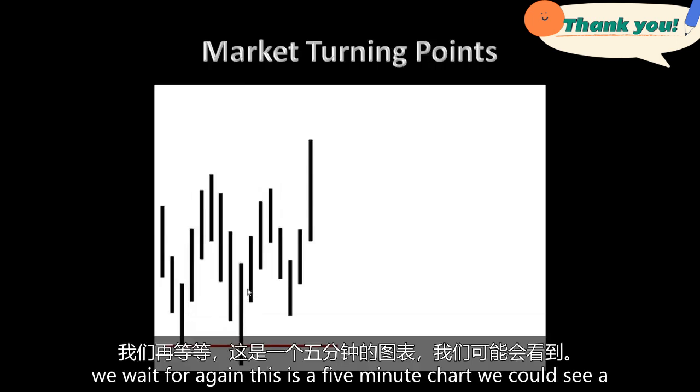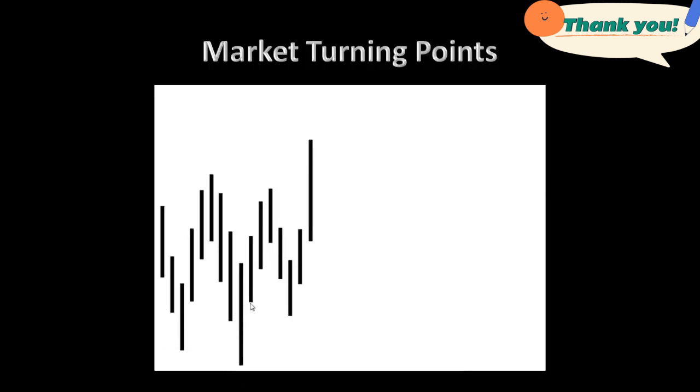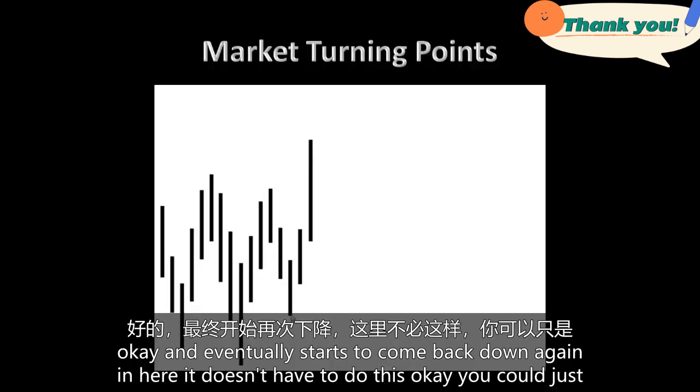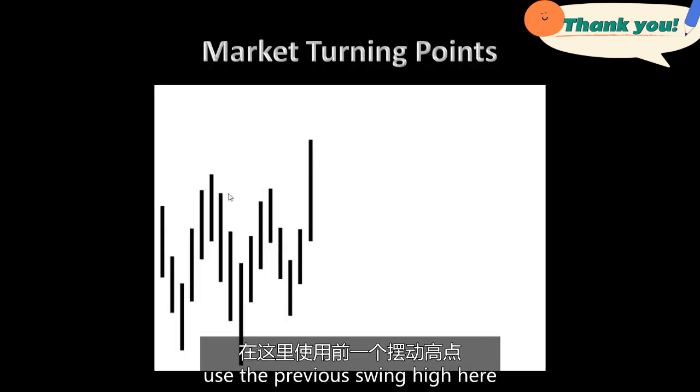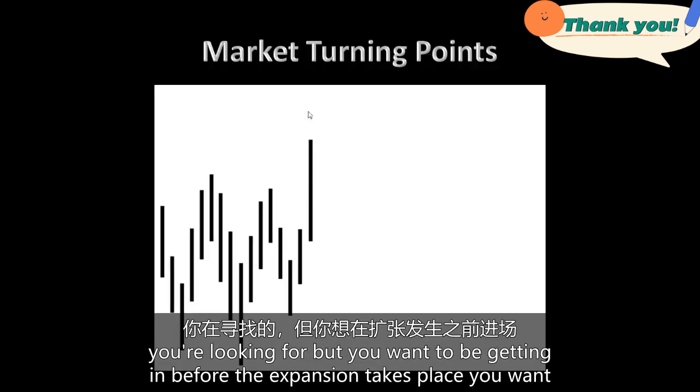We wait for, again, this is a 5-minute chart, a low with two higher lows on either side of it here, and price runs up and eventually starts to come back down again in here. It doesn't have to do this. You could just use the previous swing high here, and if it breaks that, obviously that would be what you're looking for, but you want to be getting in before the expansion takes place.